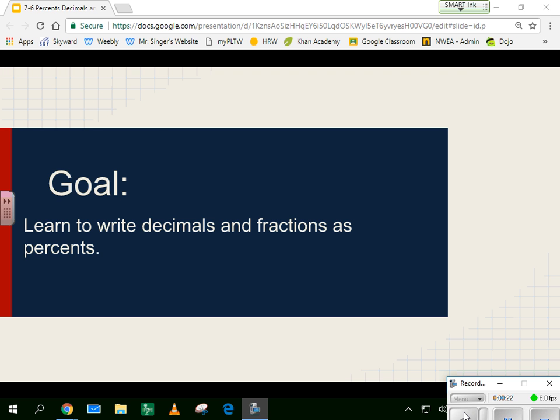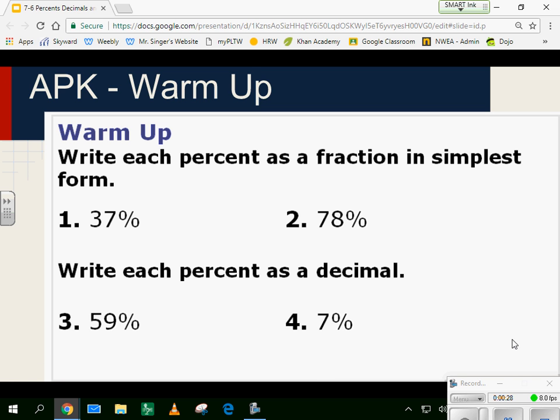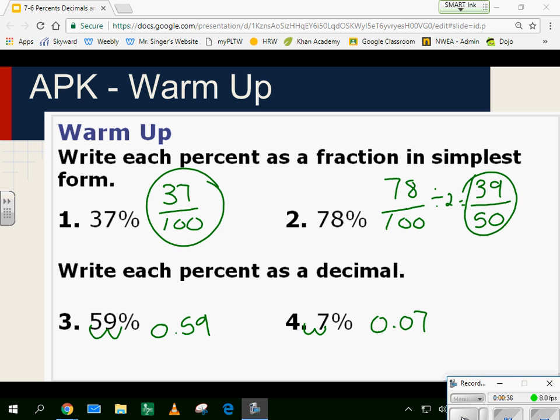In our warm-up today, I want you to take the first two and write them as a fraction in simplest form, and the other two, turn them into decimals. Good luck. I hope your warm-up was quick and easy for you.